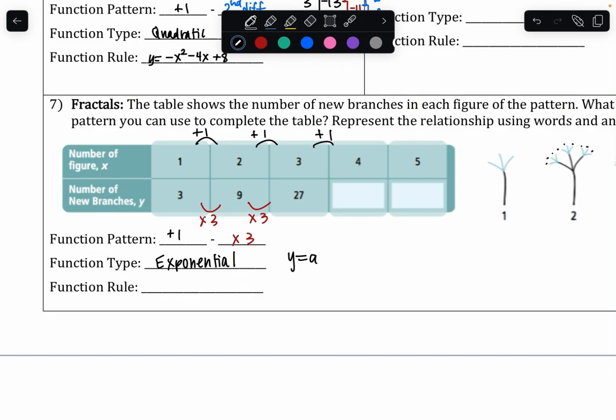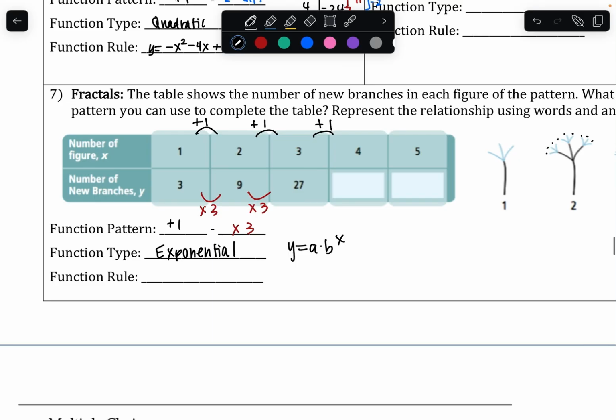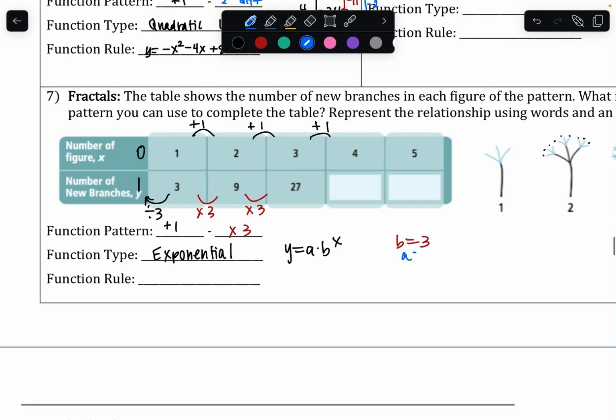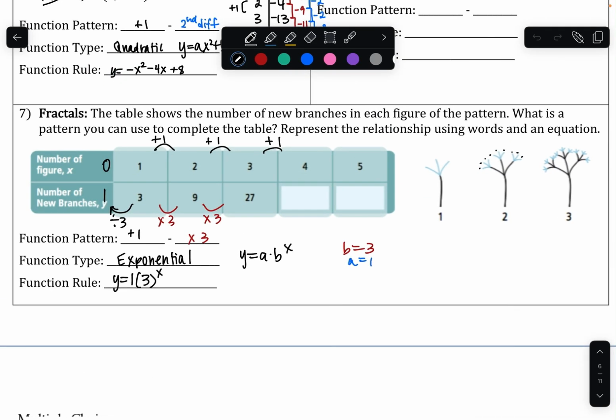And so we're looking for a times b to the x. And so this is another one where we don't actually have to do the regression because it is perfectly exponential. We see that our b value is 3. And to get our a value, we just need to find our y-intercept, which means we need to divide by 3 to go backwards, and that would give us 1 for our a value. Okay, and so our equation could be 1 times 3 to the x, which is what Desmos would give you. And then just like the other examples, they may leave that 1 invisible and just write 3 to the x, and you don't even need the parentheses.